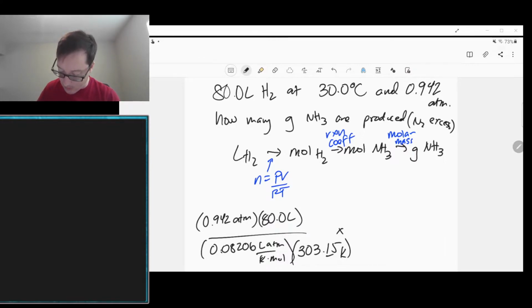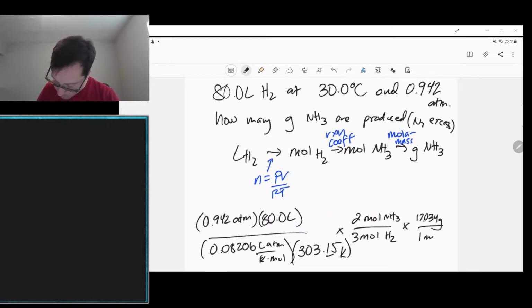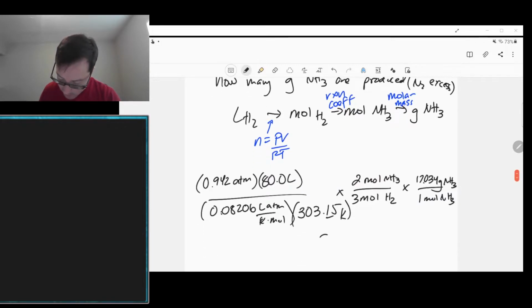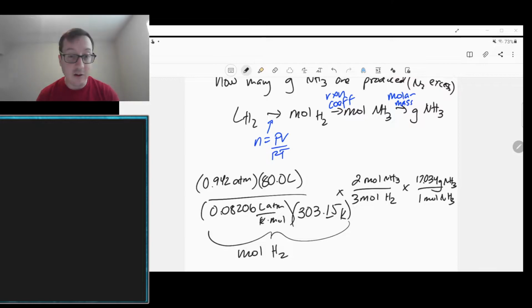And so now we just need to do the rest. So we need to do our reaction coefficients, which is 3 moles of hydrogen to 2 moles of ammonia. And then our molar mass. So remember that this whole blob here, that's moles of hydrogen, right? Because that's our volume of hydrogen that we have, and we have our other two conditions, the pressure and the temperature. So this blob is just moles of hydrogen. And so moles of hydrogen will cancel in our next factor there. So we'll still be okay.